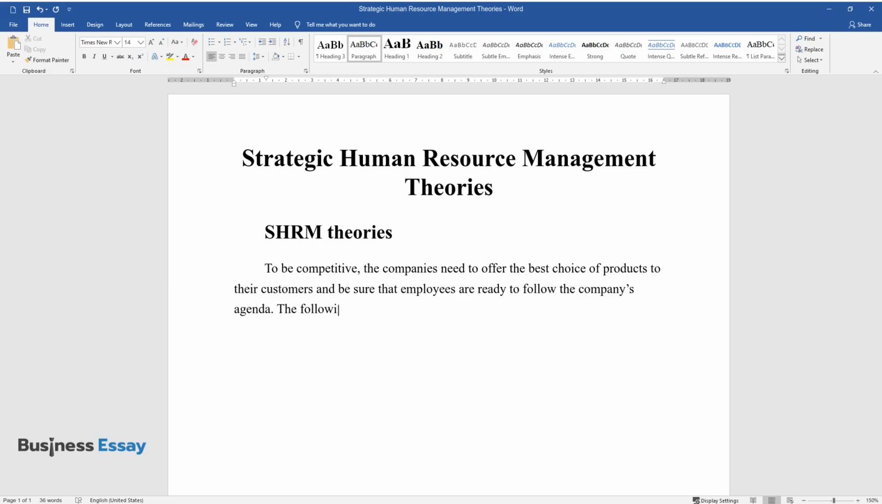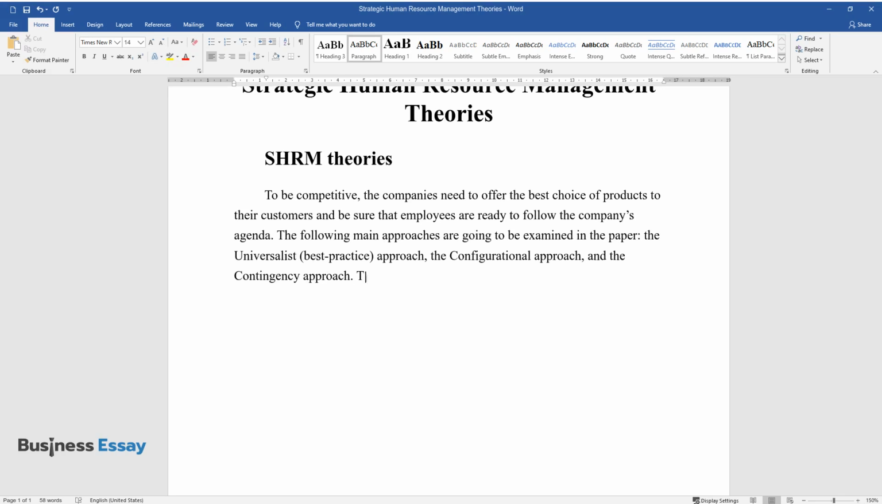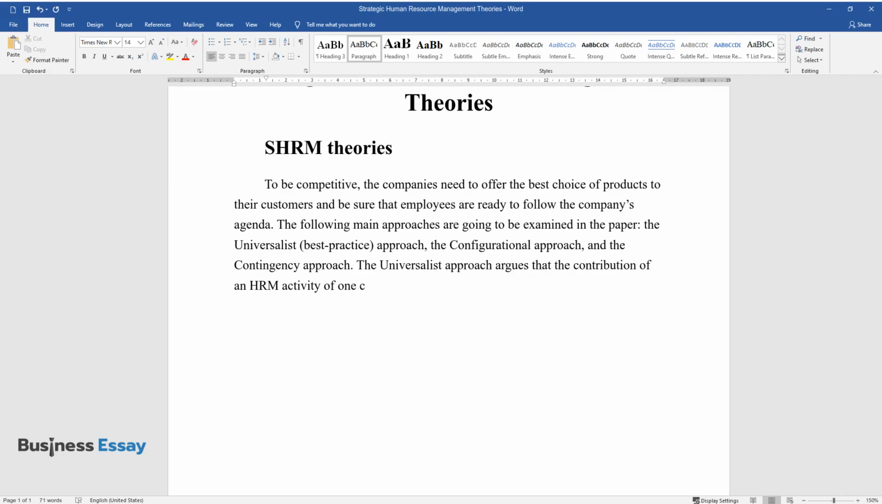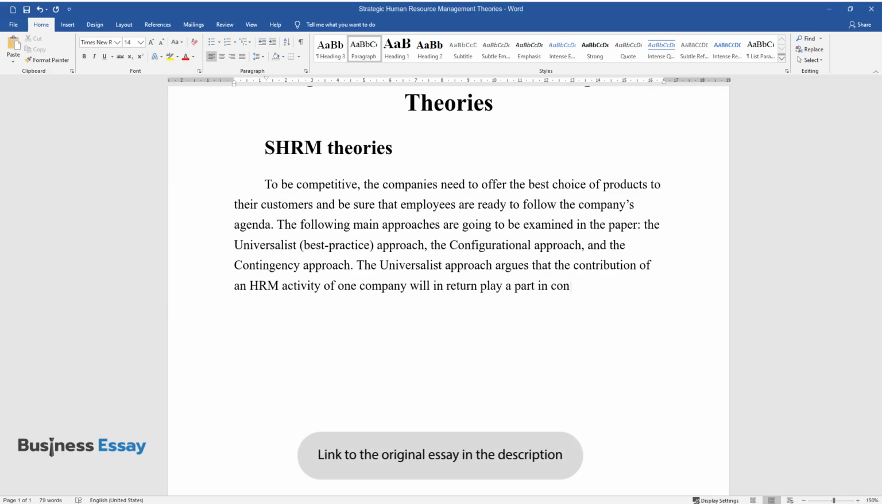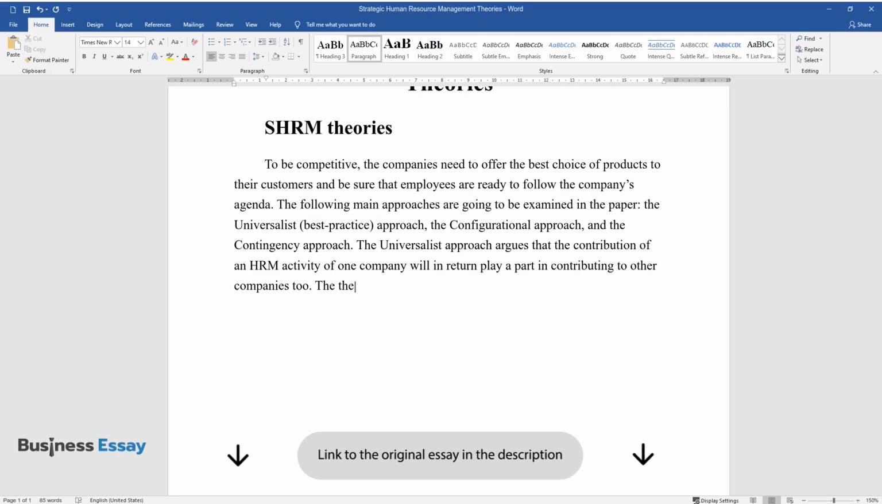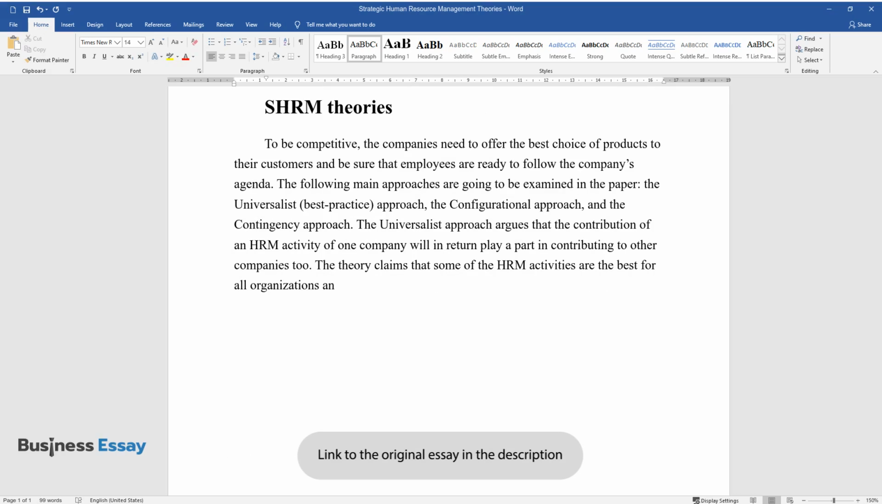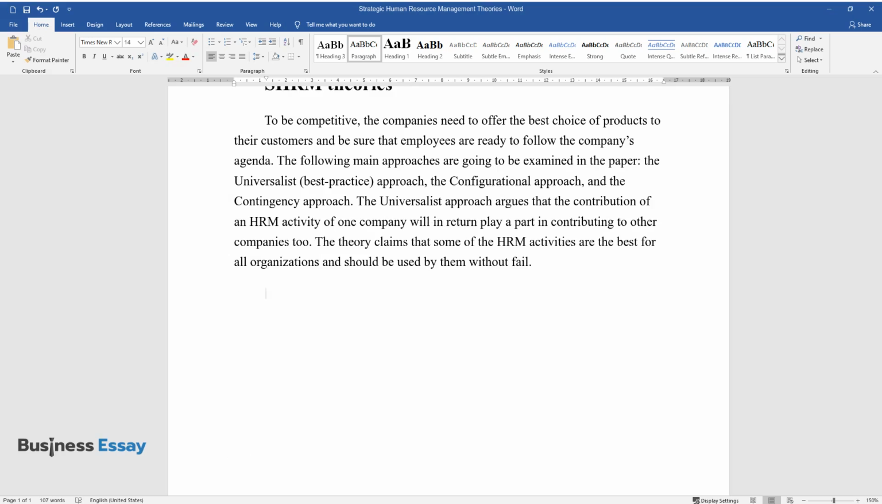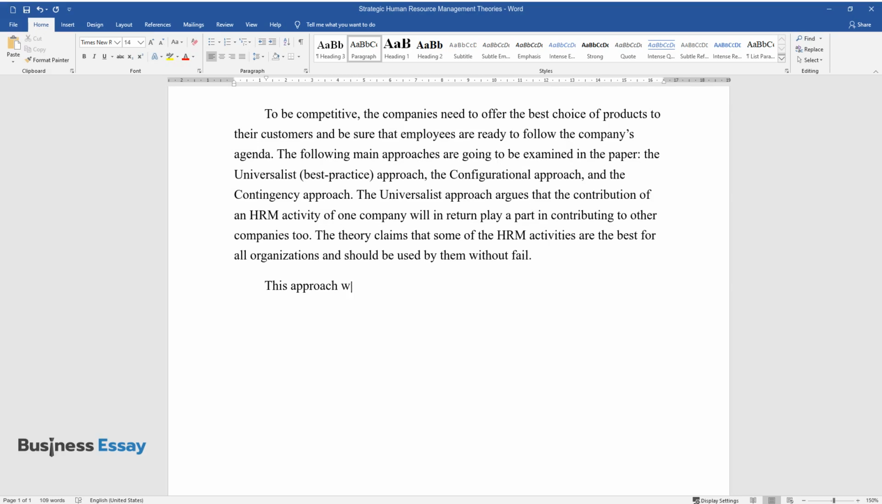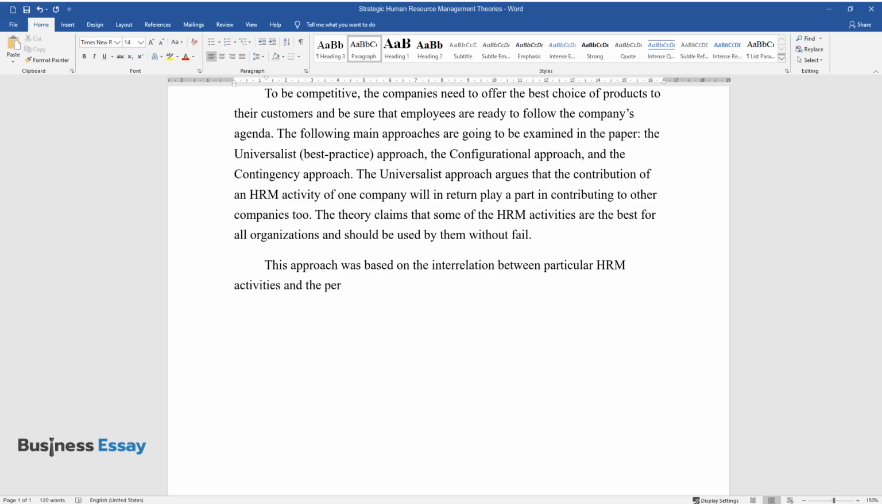The following main approaches are going to be examined in the paper: the universalist, best practice approach, the configurational approach, and the contingency approach. The universalist approach argues that the contribution of an HRM activity of one company will in return play a part in contributing to other companies too. The theory claims that some of the HRM activities are the best for all organizations and should be used by them without fail. This approach was based on the interrelation between particular HRM activities and the performance of the company.